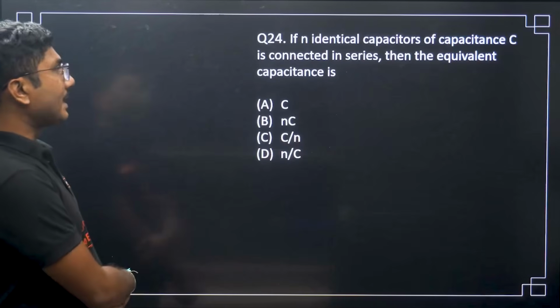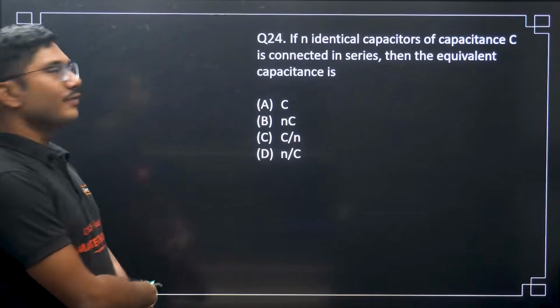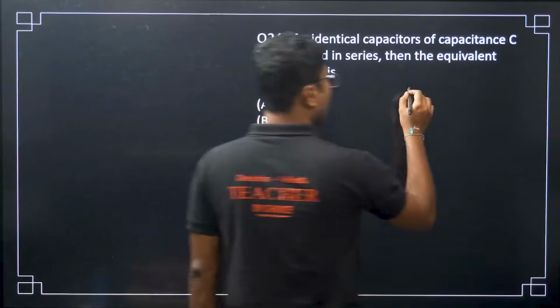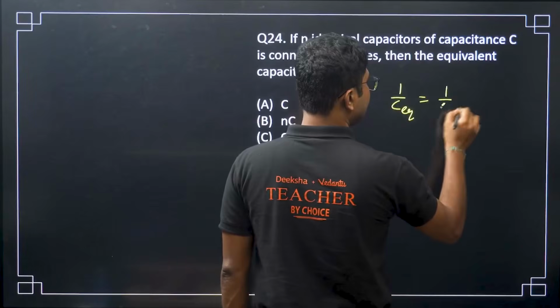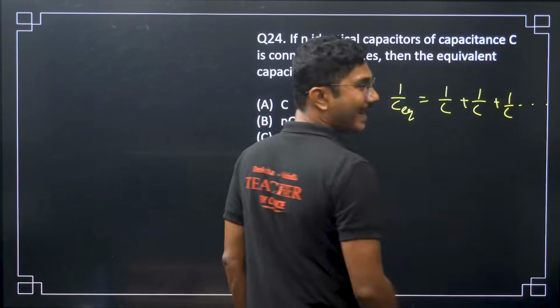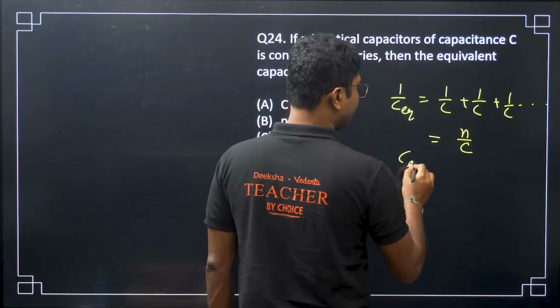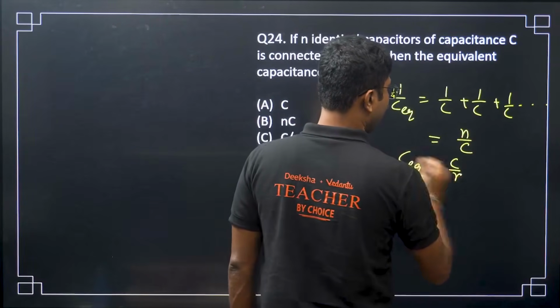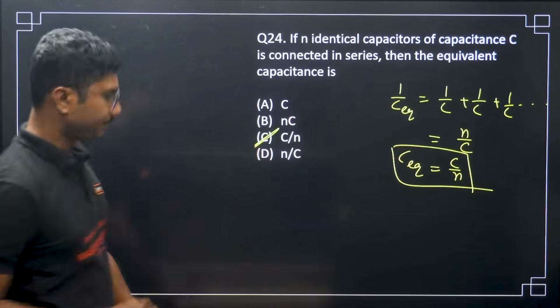If n identical capacitors of capacitance C are connected in series, then the equivalent capacitance of n capacitors will be 1 by C plus 1 by C plus 1 by C up to n terms. So it will be n by C. So C equivalent will be C by n. Okay, it will be C by n.